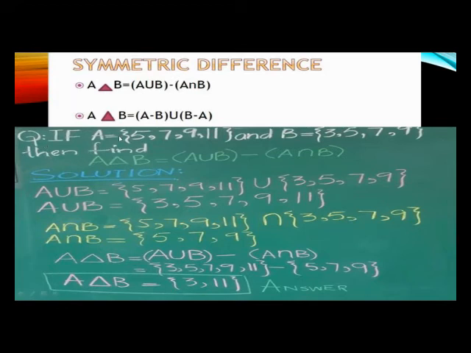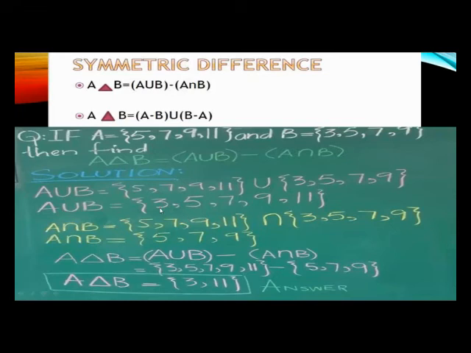Question: if A has 5, 7, 9 and 11, B has 3, 5, 7 and 9, then find A delta B equal to A union B minus A intersection B. We are going to verify the first condition. So first of all, we take A union B. We write set A, union sign, then set B, and for union we have a clear understanding.